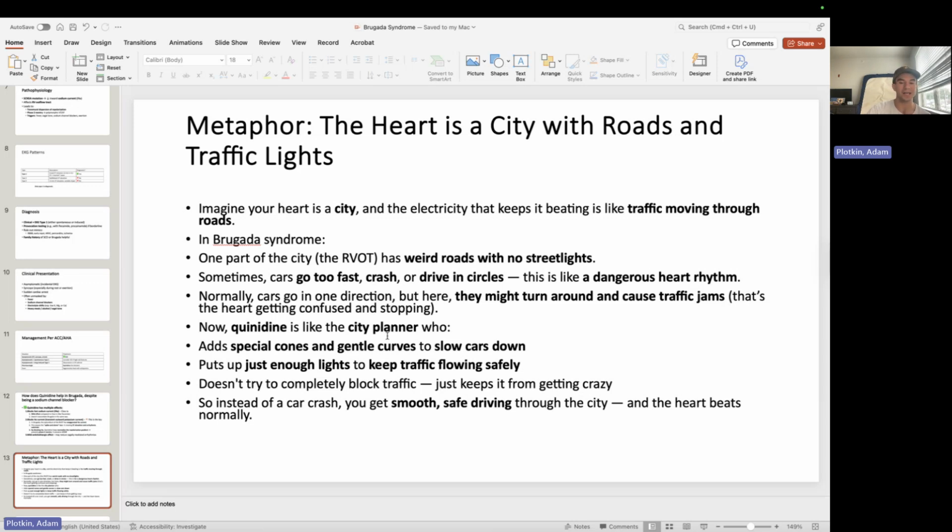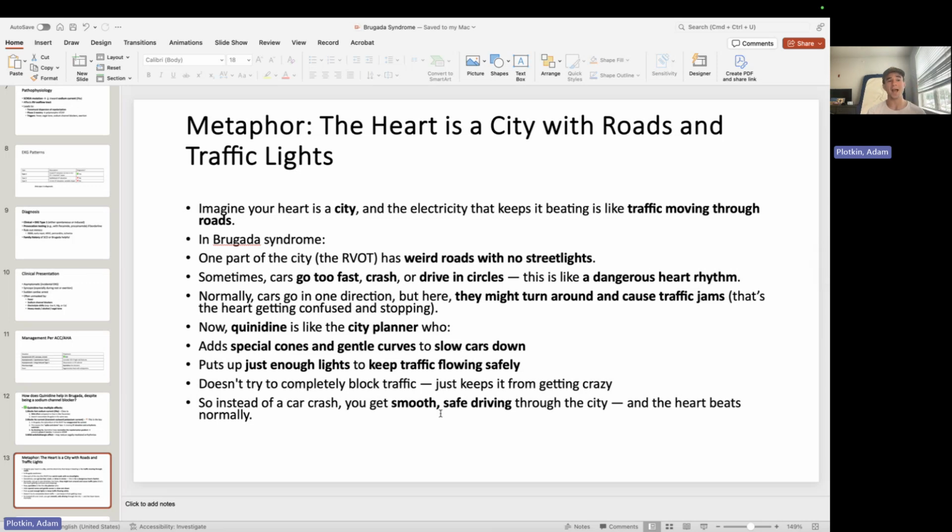Now quinidine is like the city planner who adds special cones and gentle curves to slow the cars down. They put up just enough lights to keep the traffic flowing safely, and they don't try to completely block the traffic. It just keeps it from going crazy. So instead of a car crash, we get smooth, safe driving through the city, and the heart beats normally.